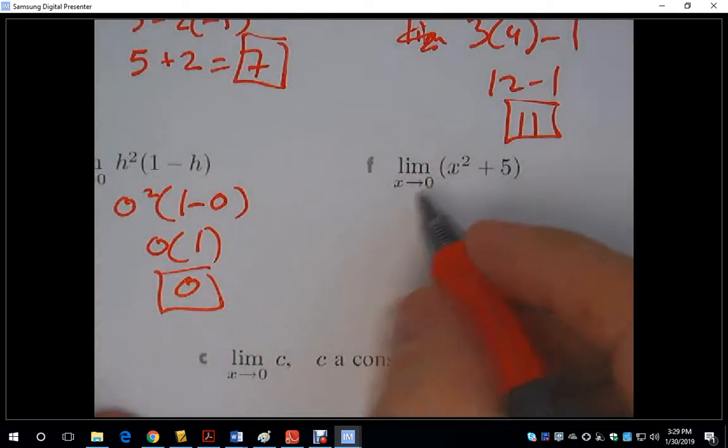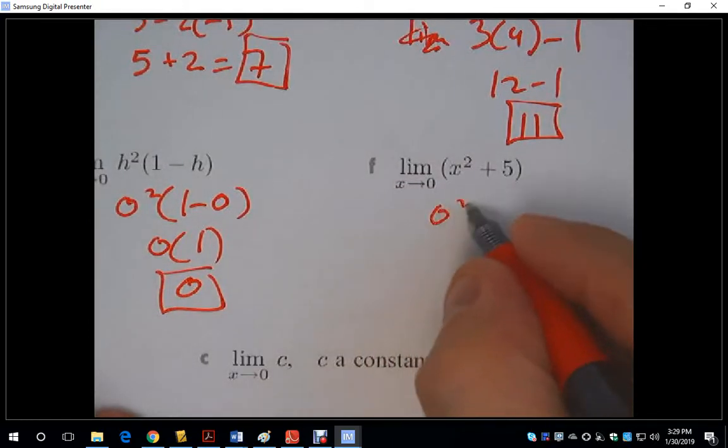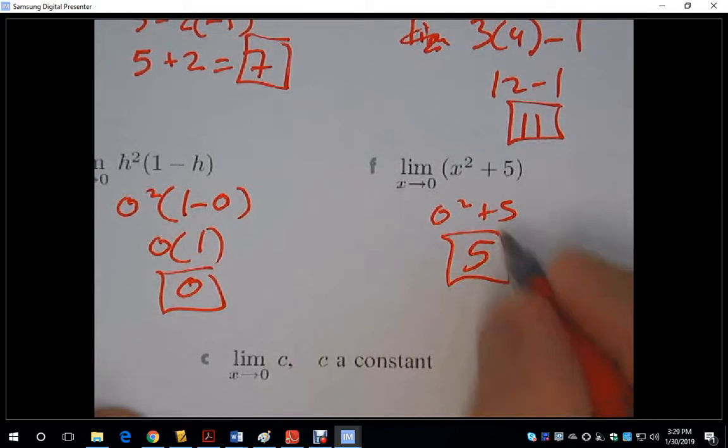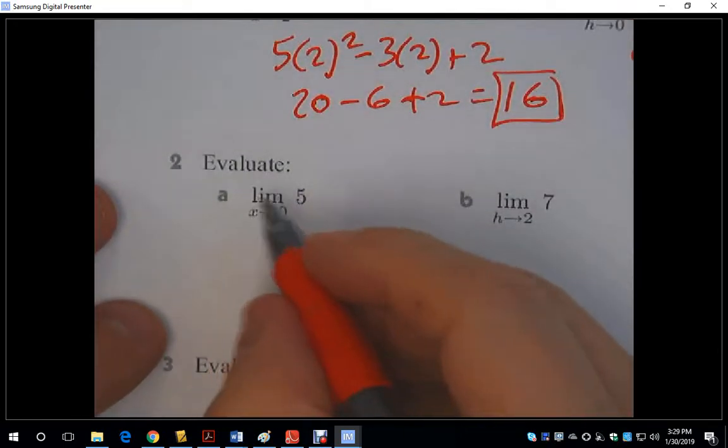Plug in the 0 and I get 0 squared plus 5. 0 squared is 0, plus 5 is going to give us 5. I'm hoping that these get a little bit more difficult. All right, so I have some function.